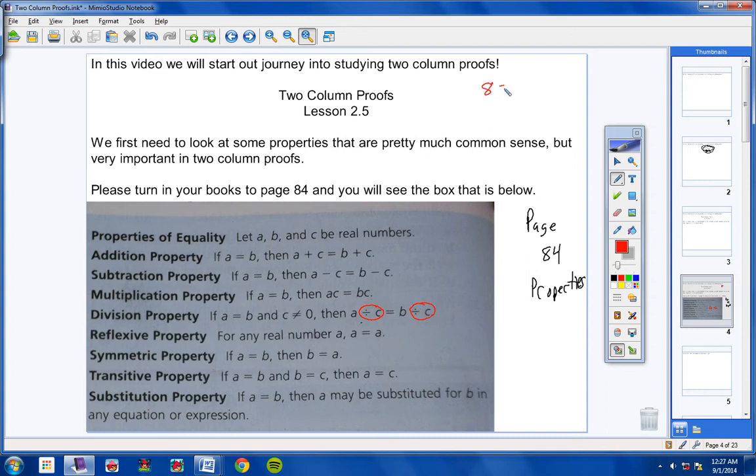If I have 8 equals 8, let me get a drink here real quick.